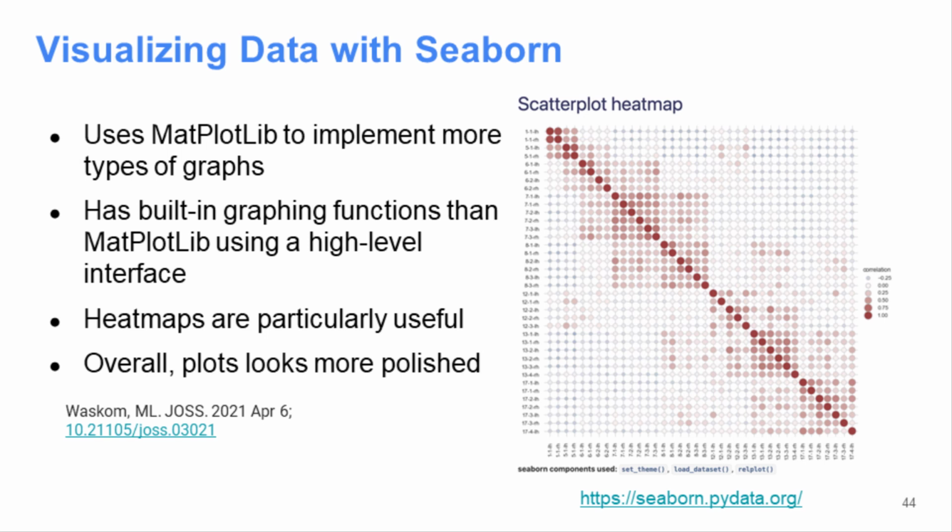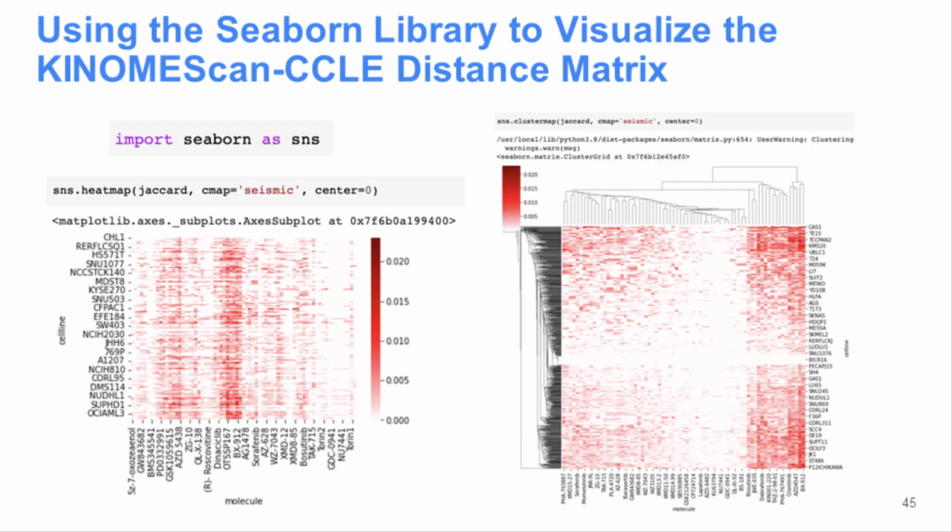This is an example of a scatter plot heat map used in Seaborn. The plots in general look more publication ready. So Ido created some heat maps with Seaborn. I'm sure you've seen heat maps in publications, and we will go over some details about hierarchical clustering and how those heat maps are generated. But in general, you can just take a distance matrix that has the values of the Jaccard indexes that connect the drugs and the cell lines, and you can visualize those as a heat map.